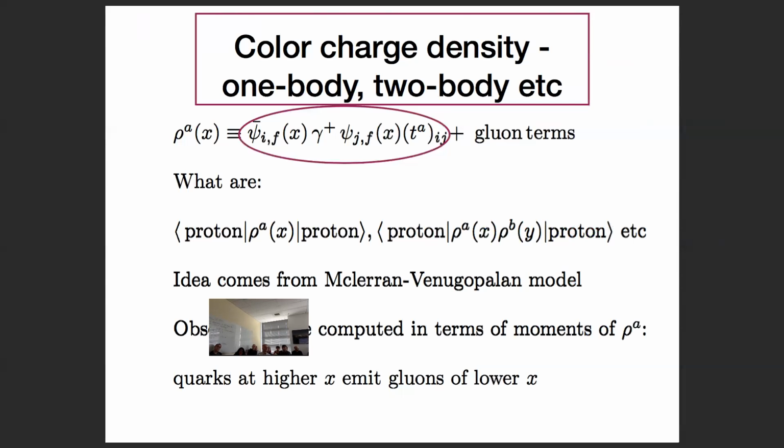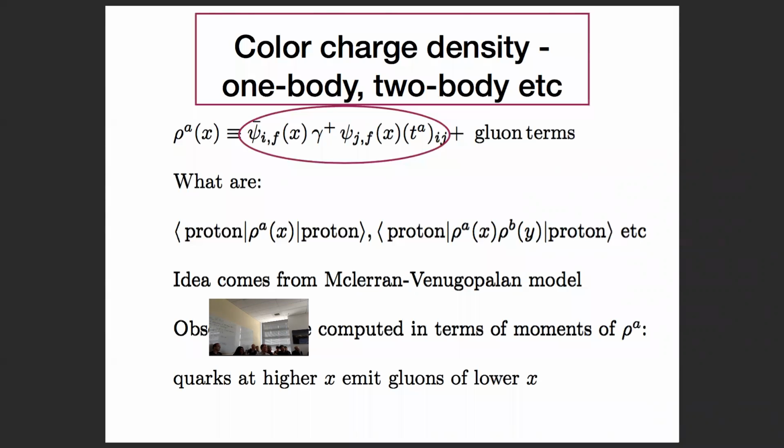We haven't touched them yet, but in a complete description, you could have a proton, which is made of quarks and gluons, and the gluons would contribute to the charge density. So you could ask, what are the various matrix elements, rho^A, rho^A rho^B, rho^A rho^B rho^C. Jim, just a quick question.